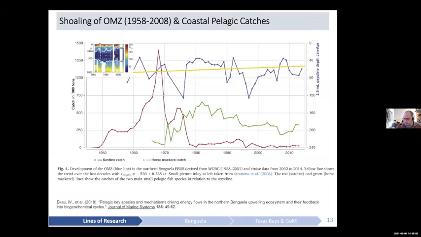This is from a paper of ECO and the GENUS team. You see here that there's a shoaling of the oxygen minimum zone, the yellow, and then the collapse of the sardines and the anchovies, with the blue, the horse mackerels, still doing pretty well, if I'm correct. And from this observation, the idea was that maybe the shoaling of the hypoxic zone is one contributing factor to the problems of especially the sardines to recover.